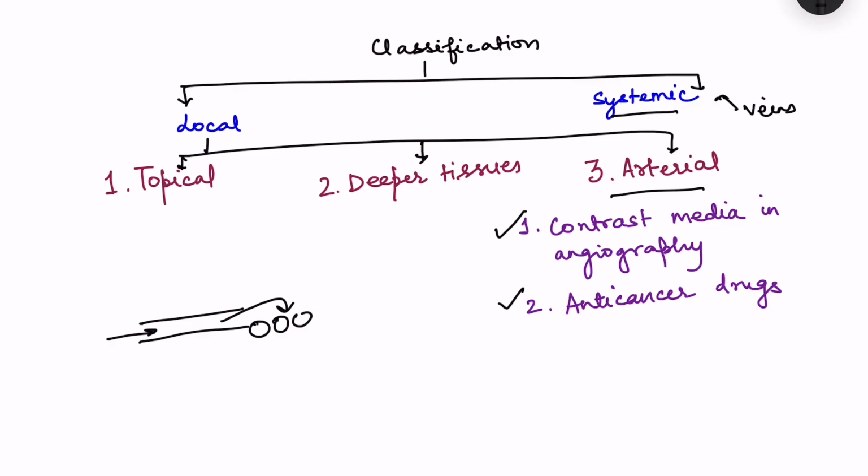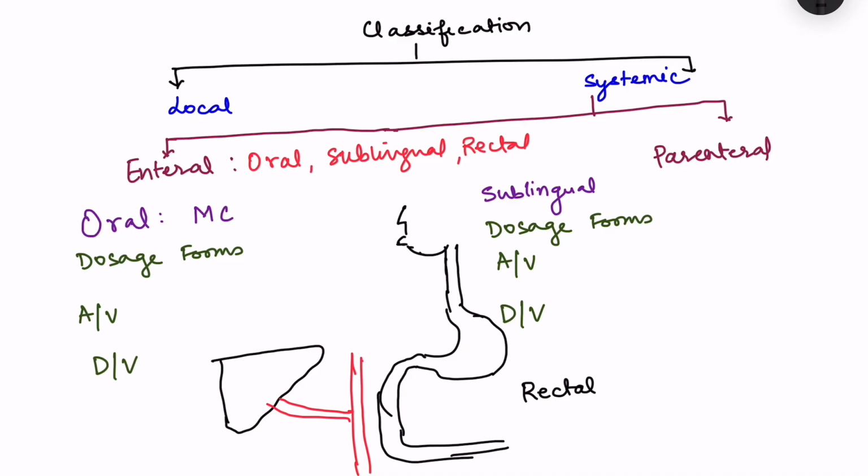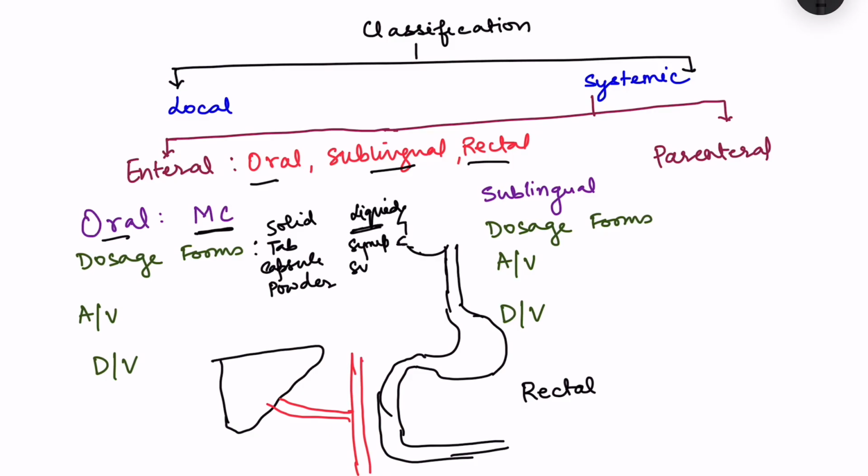Okay. So those were the local applications of the drug. Moving on to systemic. In systemic, we saw there is enteral and parenteral. We will talk about enteral. So in enteral, we have oral, sublingual and rectal. This oral form is the most common form of drug administration. And what are the dosage forms which can be given orally? It can be both solid and liquid. Solid can be in the form of tablets, it can be in the form of capsules or even powder, like ORS powder can be there. Liquid can be in the form of syrup, it can be in the form of suspension, emulsion. Okay, all this can be given orally where the drug is swallowed by the patient.